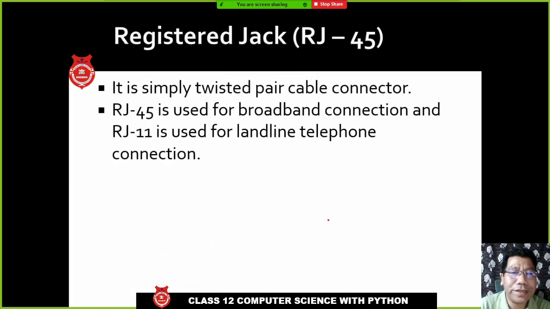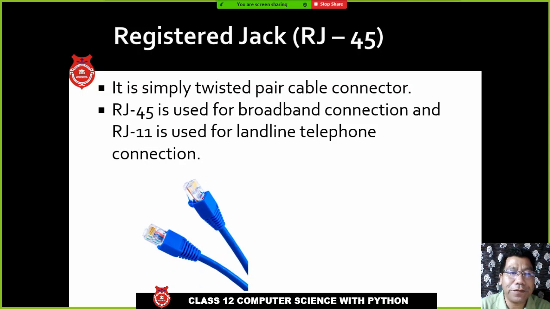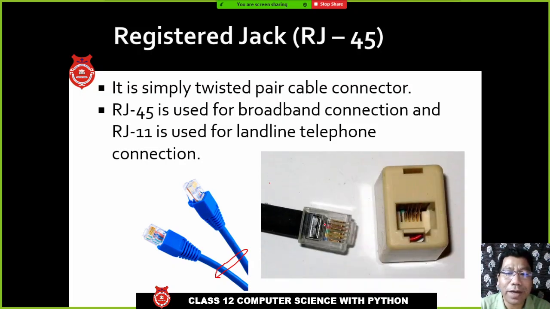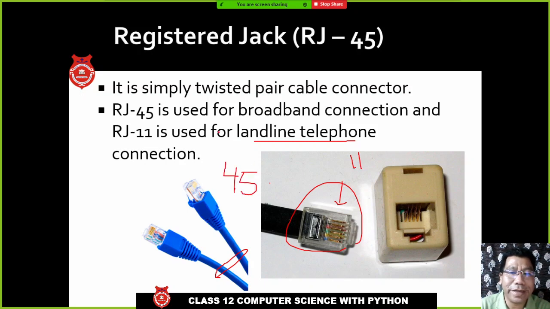Now let's talk about the registered jack, RJ45. RJ45 looks like this. I hope you are familiar with it. It is simply a twisted pair cable connector. RJ45 is used for broadband connection, and we have a smaller one like this, which is used for a landline telephone line. If you have a landline telephone, you will have this type of connection, and this is known as RJ11 and this is RJ45. What is the full form of RJ? RJ means registered jack, not radio jockey or something like that.